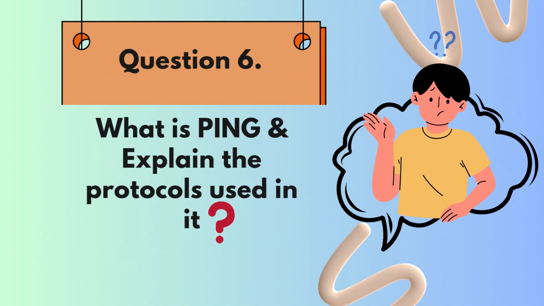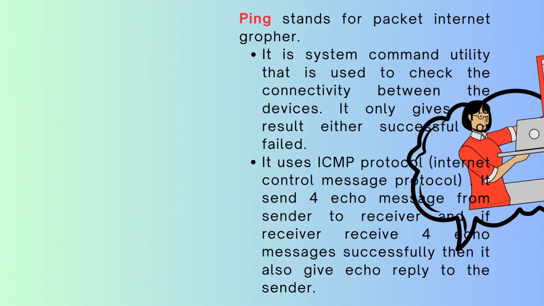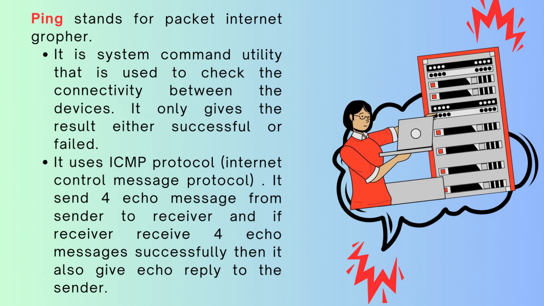Question 6. What is ping? Explain the protocols used in it. Ping stands for Packet Internet Groper. It is a system command utility that is used to check the connectivity between devices. It only gives the result either successful or failed. It uses the ICMP protocol, Internet Control Message Protocol.